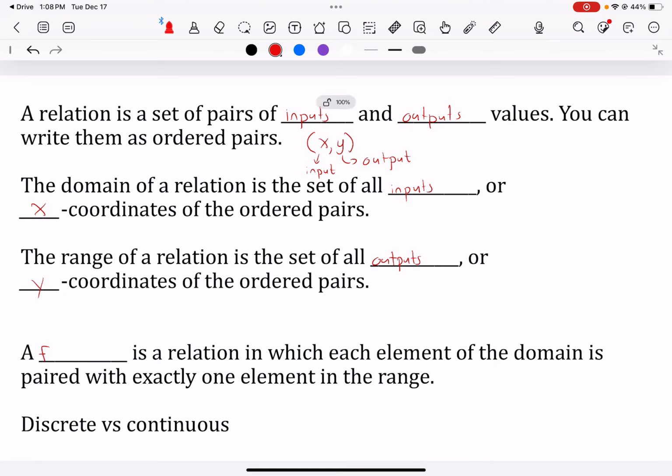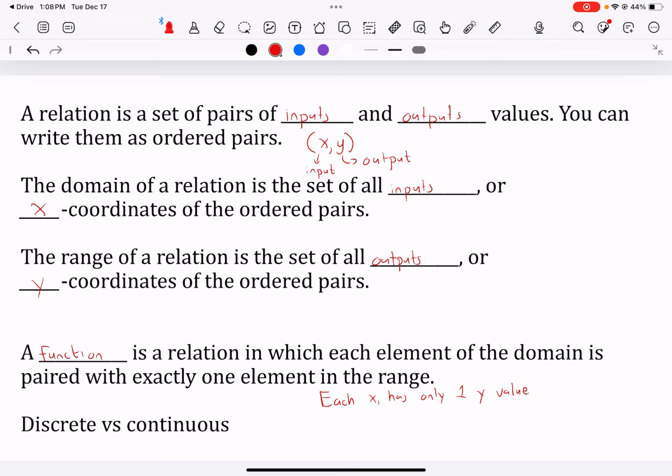A function is a relation in which each element of the domain is paired with exactly one element in the range. So that means that each x value has only one y value.